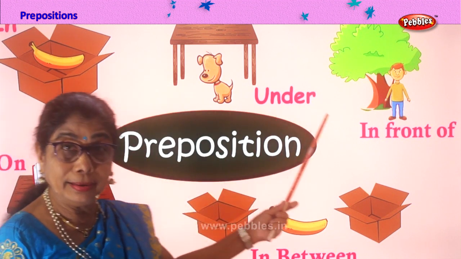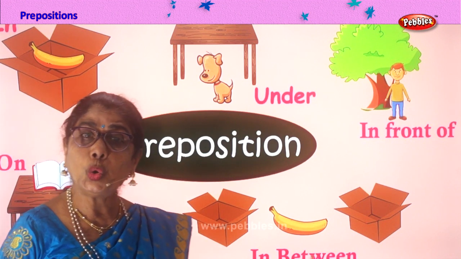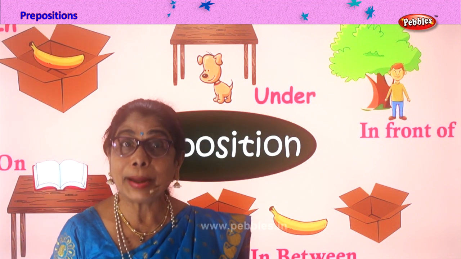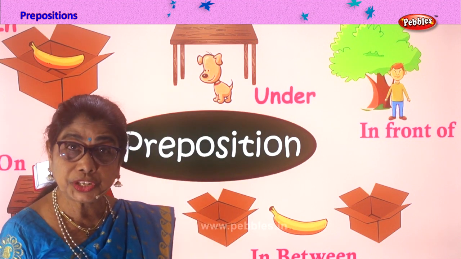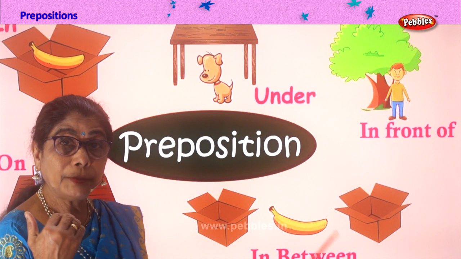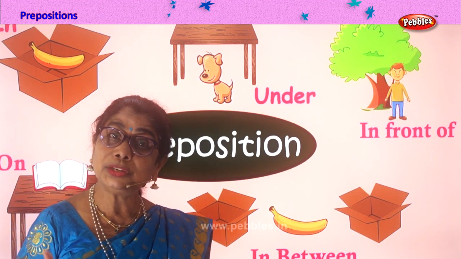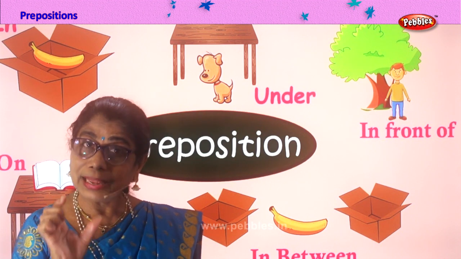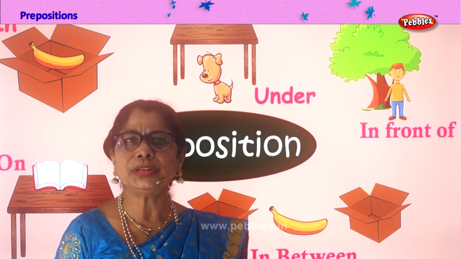So, in, on, under, in front of, in between, all these are prepositions. Okay? Showing the position. Where is the boy? Where is the banana? Where is the puppy? The position of the person or play things, and that is preposition. Let's look at what is preposition.